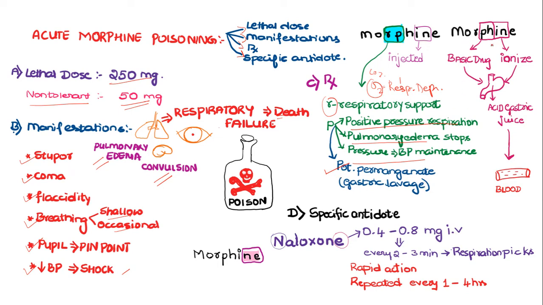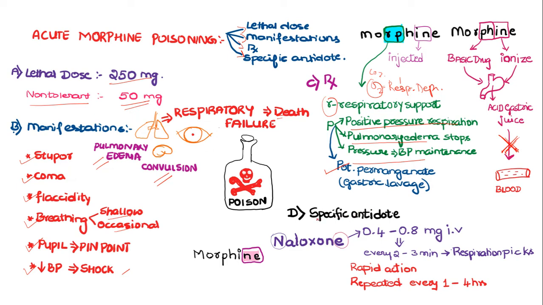In case of morphine, again you can remember pH. The pH of morphine is basic. How to remember: if you count the letters in morphine, it is 8. So pH 8 means it is a basic drug which gets ionized in the acid gastric juice, thereby preventing back diffusion into the blood. Thereby, whenever you use potassium permanganate, you can easily remove the unabsorbed drug from the stomach.